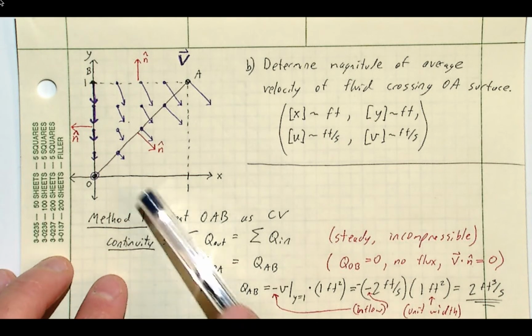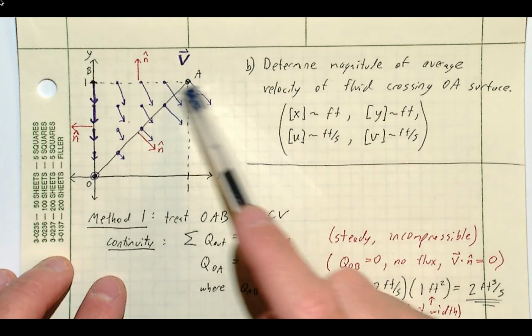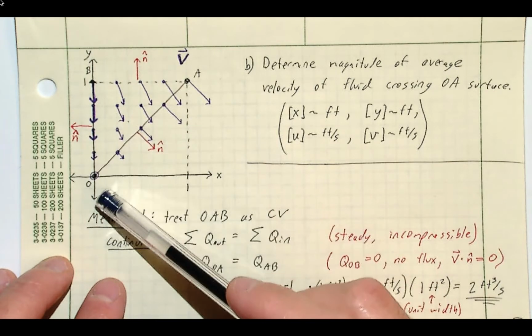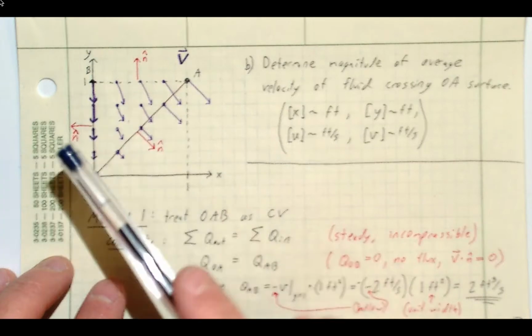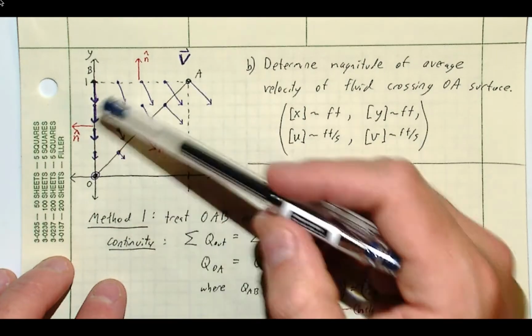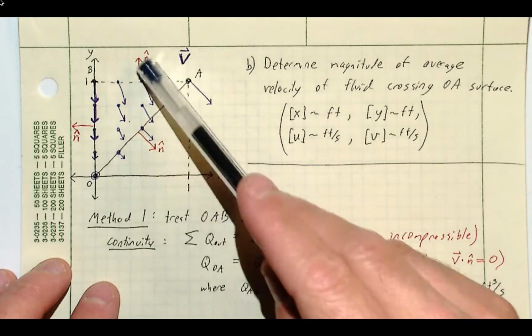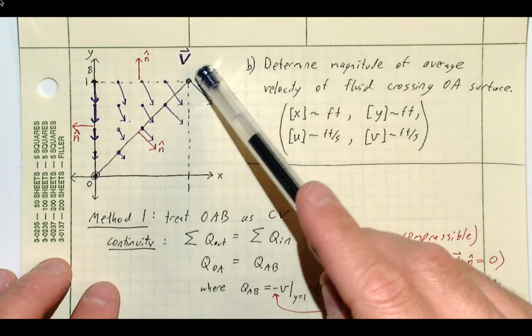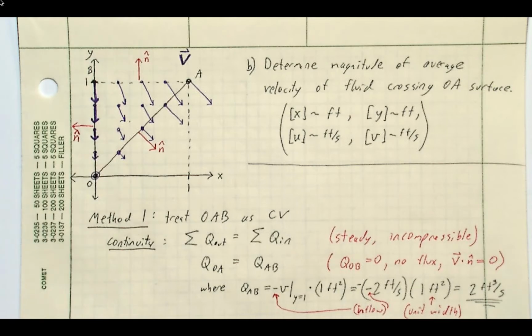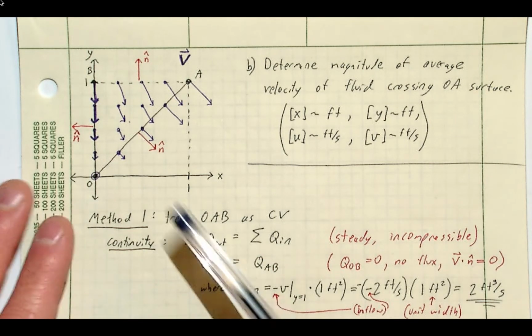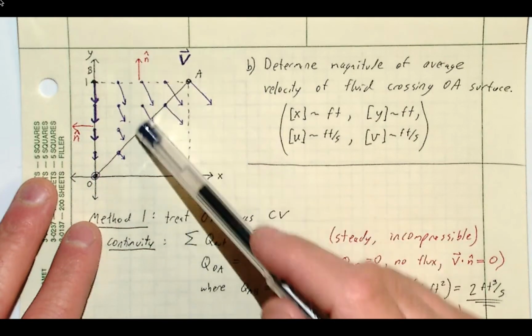So the first method is to treat this OAB triangle as a control volume. Again, this is kind of like our hydrostatic force, where now it's going to be easy to look at the fluxes through this surface, and easy to look at the fluxes through this surface, because those are oriented along horizontal and vertical planes. And through that, we'll know what the flux is through the OA surface, because for an incompressible flow, our flows in must equal our flows out. So the sum of the flows in must equal the sum of the flows out. Okay, so that's what this is. This is a control volume. We have all our unit normal vectors.